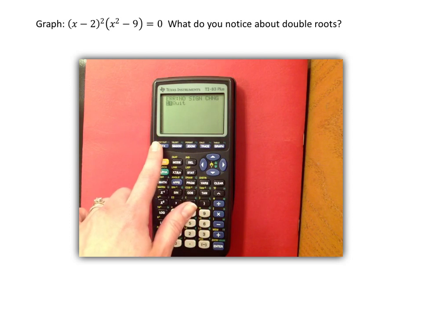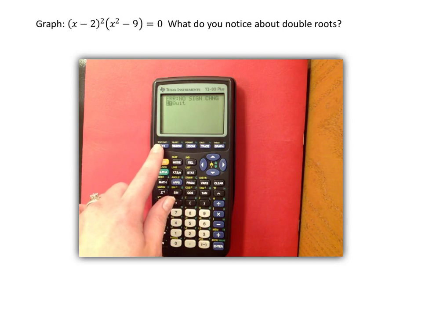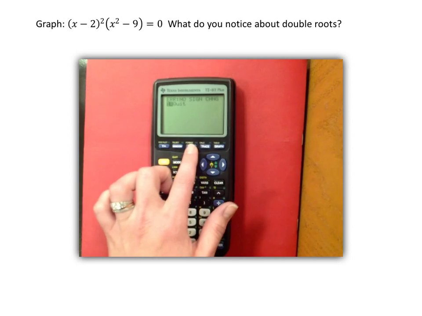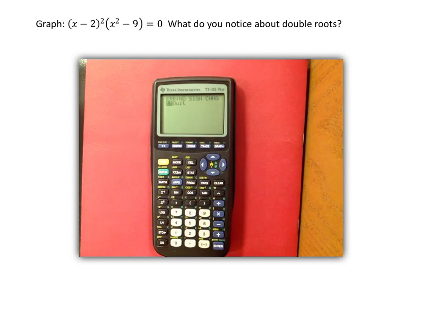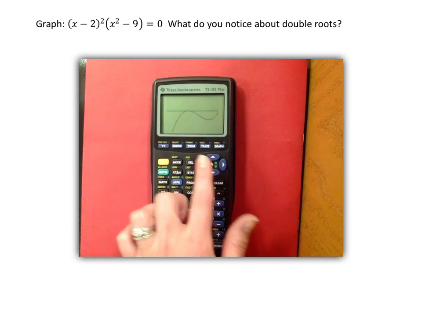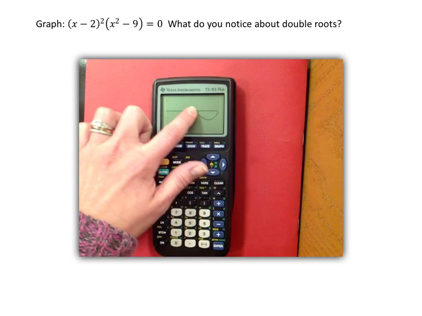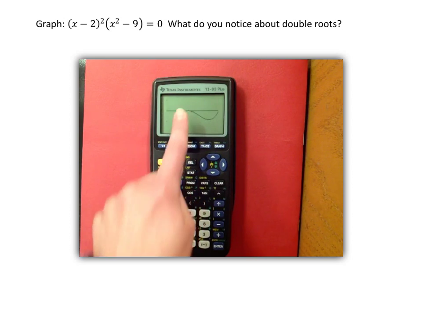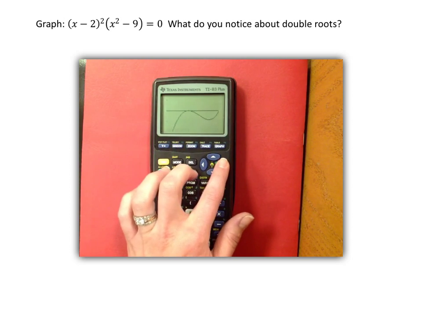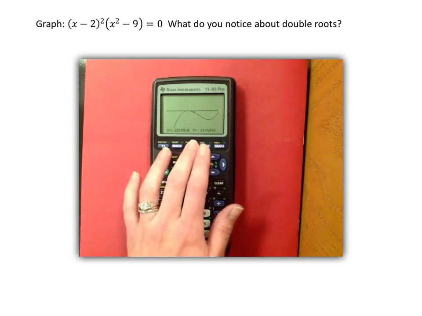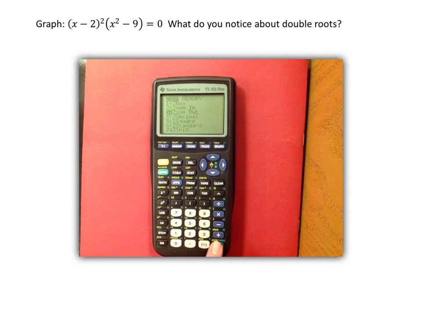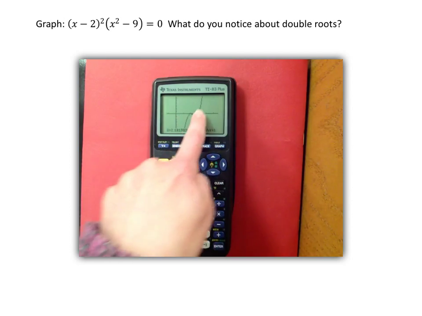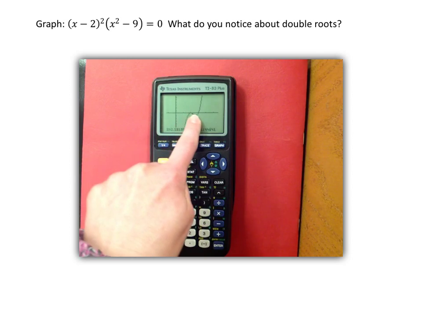It says no sign change. Interesting. So that's actually a glitch in the graph. But what I want you to notice is that at this double root, it just touches the x-axis. Whereas if you look at the root at 3, let me zoom out just a little bit. The root at 3 actually crosses the x-axis. A double root just bounces.